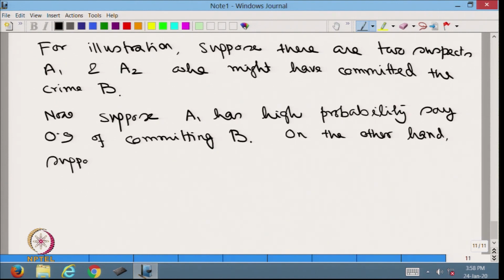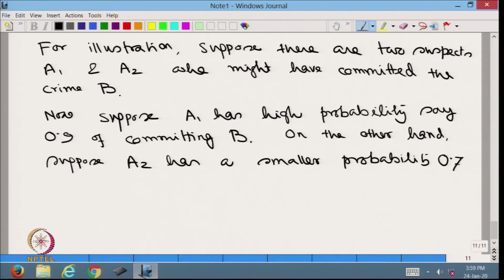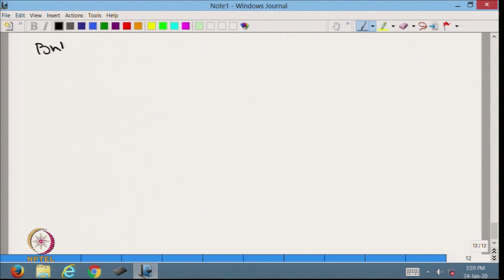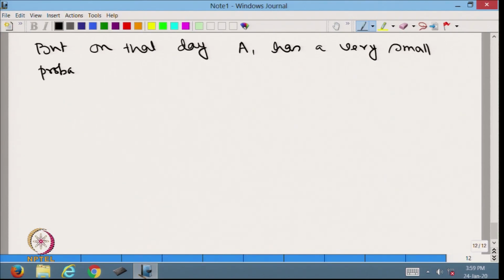On the other hand, suppose A2 has a smaller probability, say 0.7, to commit the crime B. But on that day, A1 has a very small probability, say 0.1, of being in the spot of crime.